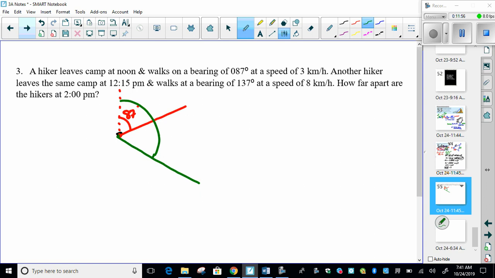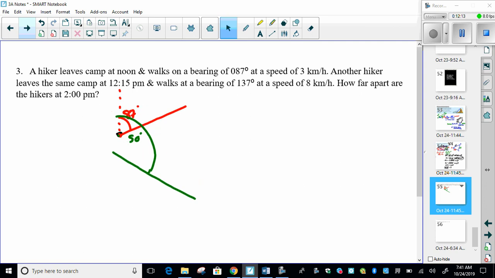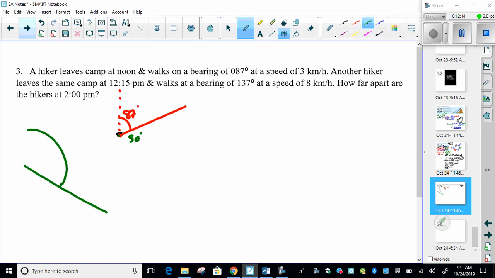Okay, so I know that big angle is 137. Now what might be helpful is instead of doing the big angle, because it just starts to get messy in terms of some of the work, drawing in what that actual angle is. So if the whole thing's 137 and this one was 87, that means between these two guys, there's an angle of 50 degrees. And I'm just going to draw that in here. Does that make sense? So 137 was the whole thing, 87 was the first guy, so we find the difference, which is that 50 degrees.